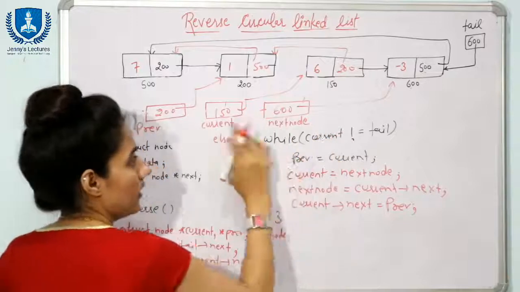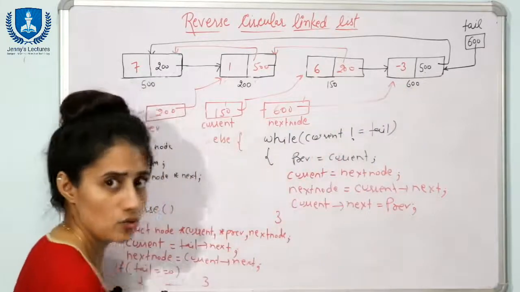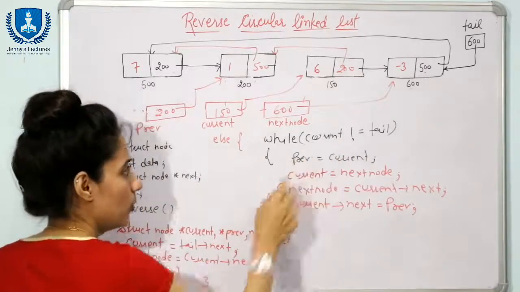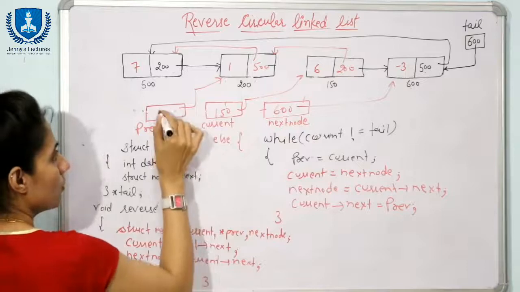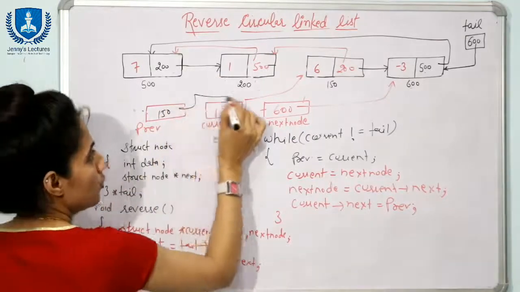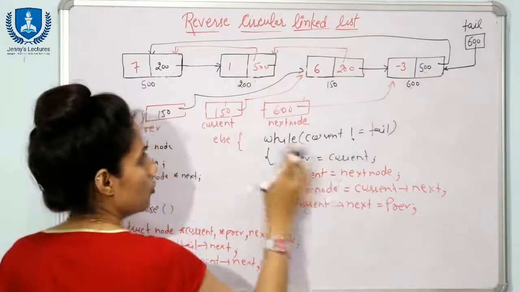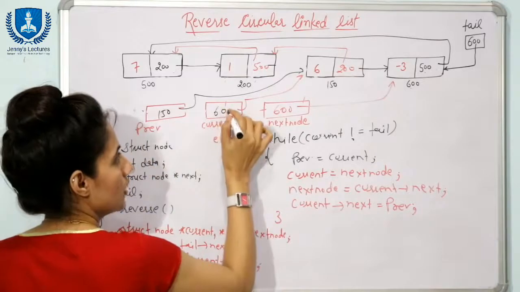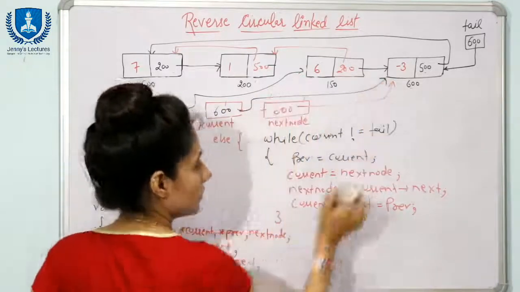Again, current is not null, tail. Current is 150, tail is 600. So the condition is true. We are going to enter into this loop again. See, previous is equal to current. So here we will store now whatever the value in current, that is 150, right? So now you can see previous is pointing to this node. We will move current is equal to next node. So here we will store 600, right? So now current node is this one.